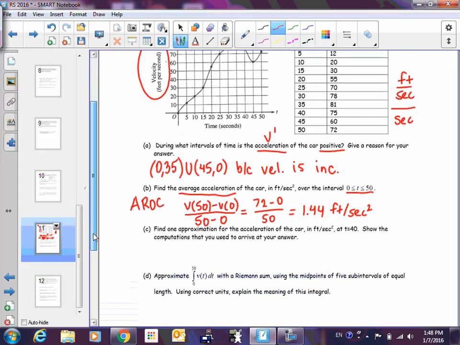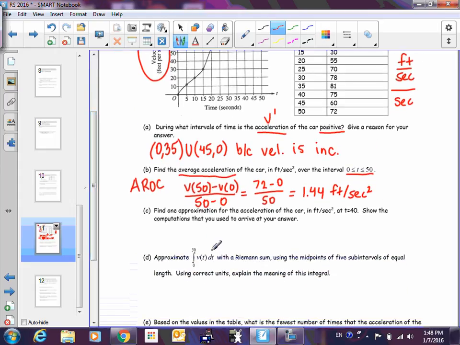Okay, so then we get to part C, and it says find one approximation. What is that kind of telling us might happen? There might be more than one answer, so we just have to find one. Find one approximation, so not even exact, for the acceleration. So again, we're going to find acceleration. This time, though, it doesn't want it over an interval. It wants it at a specific number.